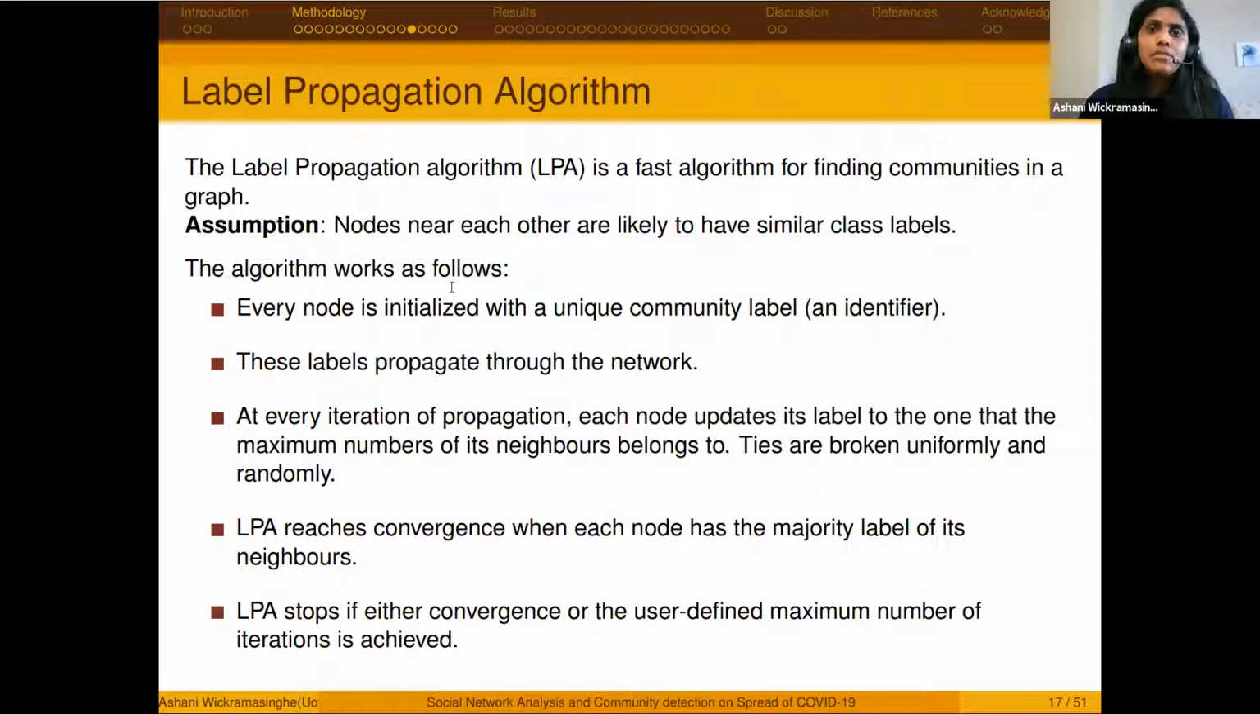Label propagation is one of the fastest community detection algorithms. The main assumption of this algorithm is that nodes near each other have the same class label. Here you can see the steps of this algorithm. At first, all the nodes have their own community label, and then these labels are propagated through the network. At every iteration, each node updates its label to the one that the maximum number of its neighbors belong to. This converges when each node has the majority label of its neighbors. The algorithm stops if either convergence or the user-defined maximum number of iterations is achieved.